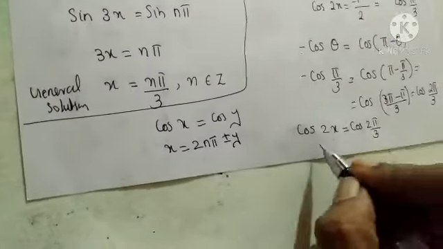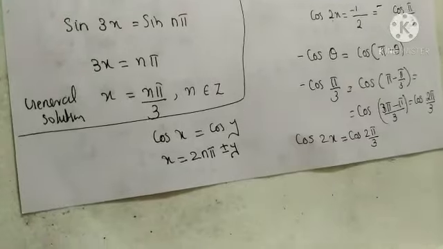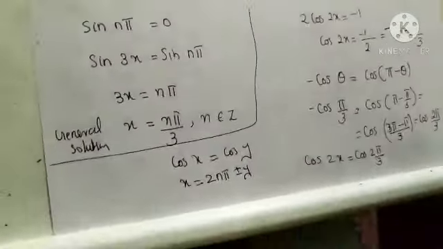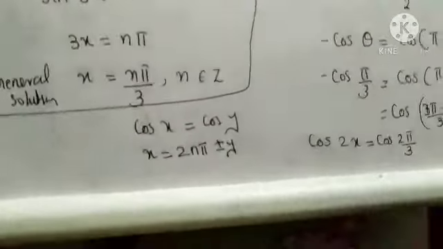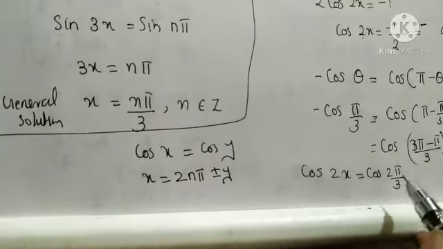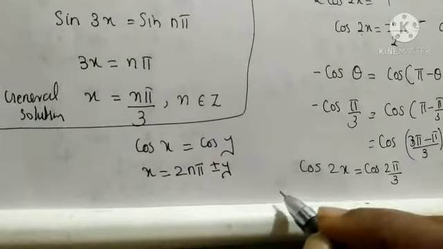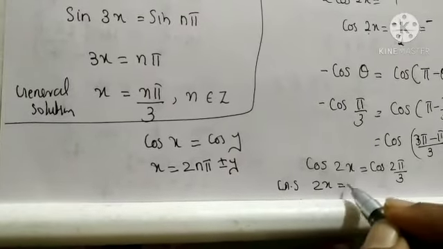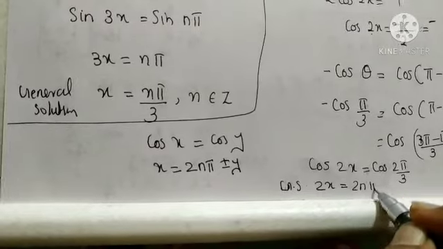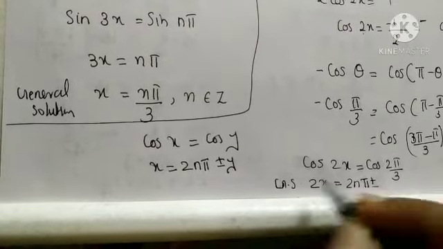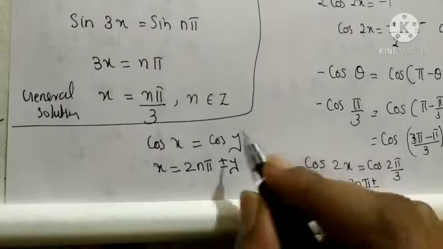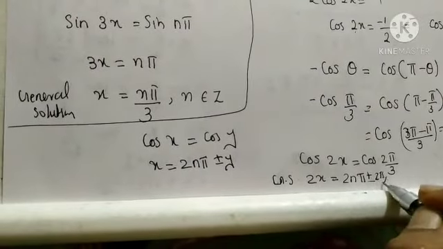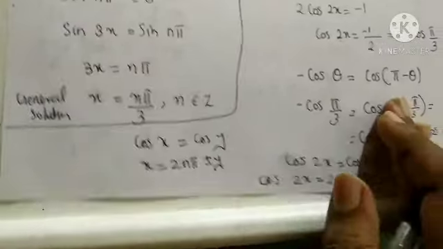So here, comparing these two terms, cos 2x equals cos 2π/3. So the general solution: 2x equals 2nπ plus or minus, comparing these two terms, here y is 2π/3, so write 2π/3 here.